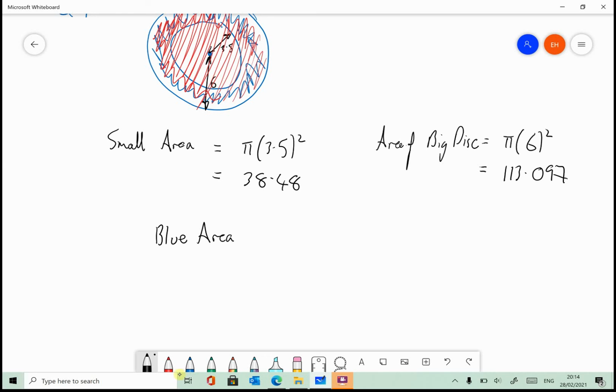Blue area equals 113.097 minus 38.48, which equals 74.62 centimeters squared. So the area of that blue ring is 74.62 centimeters squared. We were using the same skill we had last week with the rectangles, whereby we take away small areas from big areas to get the area we need. It works exactly the same for circles.